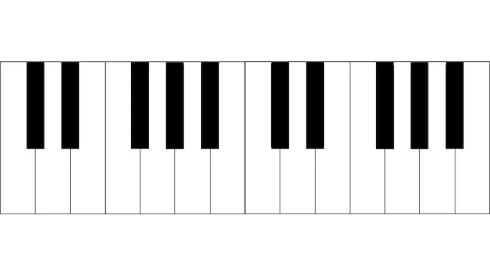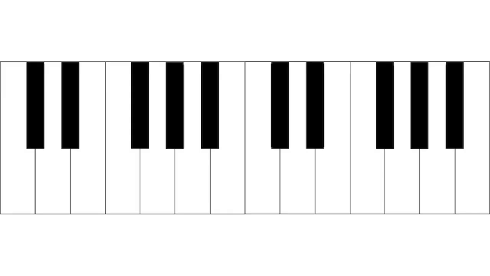To figure out what a key's relative minor is, I go 3 half steps down from the key. So if I want to find the relative minor for C major, I go 3 half steps down. 1 half step, 2 half steps is the very next key, and 3 half steps. So the relative minor of C is going to be A. And a relative minor simply means that those two keys will share the same key signature.